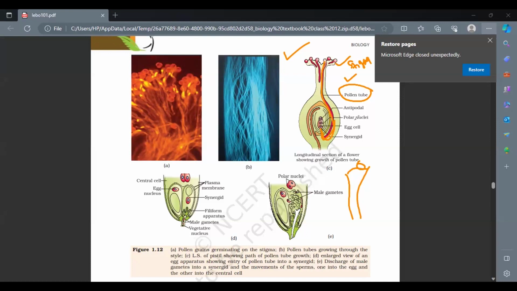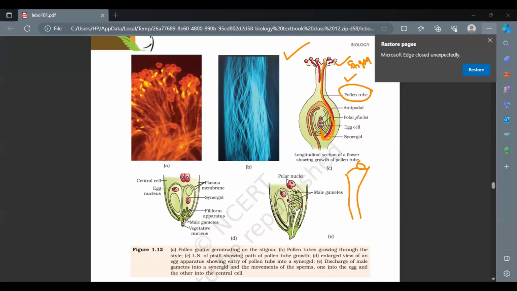When the pollination has happened, when the pollen has landed on the stigma, there has to be a pollen pistil interaction. Once the pollen passes that interaction, okay, then we come to the concept that the pollen tube starts growing. Okay, so again, you can look at this diagram number C I'm talking about. It says that it is a longitudinal section of a flower that shows the growth of a pollen tube, right? So again, this kind of diagram can also come as a 3 marker in examination.